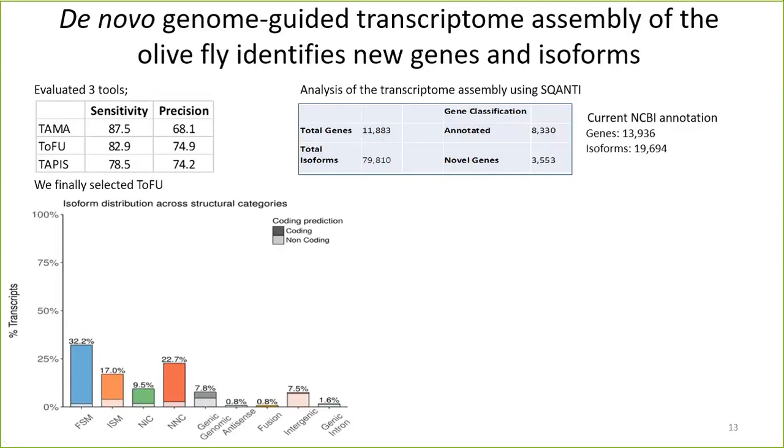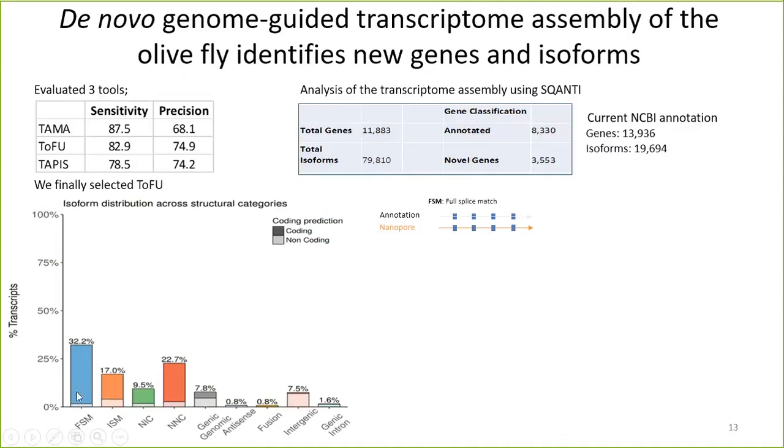Now what I will do here is just give some sort of distribution of the transcripts that we had in our assembly, all the transcripts that we had in our de novo assembly. And what we observed was that the majority of the transcripts that we had are the ones called the FSM, or full splice matches, meaning that they're a full splice match to the NCBI annotations. Those are the most numerous. And you can see that most of them were protein coding.